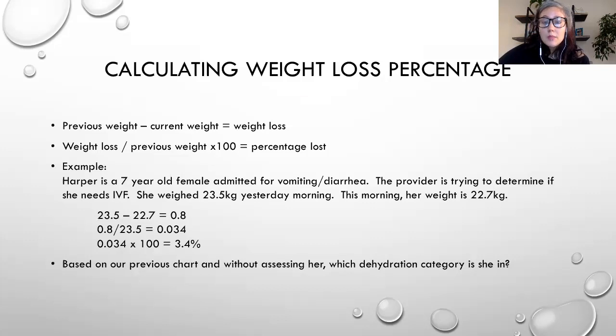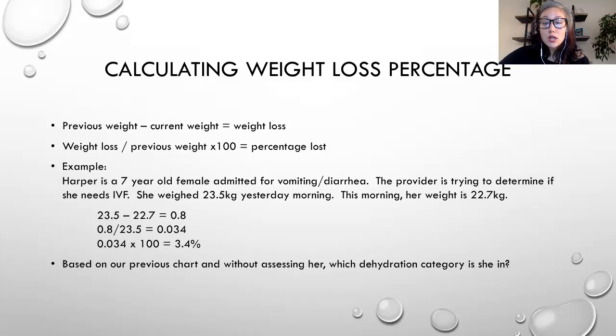So calculating the weight loss percentage. Something that I'm sure that everybody could do here without me talking you through it, but I'm going to do it quickly anyways. You just take that previous weight, subtract it from the current weight, and that gives you your weight loss. You take that weight loss number and divide it by that previous or initial weight, and you get a number, right? But we know that's going to be a 0.0 something. So you multiply it by 100 to get the percentage lost. So I have an example for you. Harper is a 7-year-old female who got admitted for vomiting and diarrhea. And the provider is trying to decide if they want to start some IV fluids or just try to do some oral rehydration.